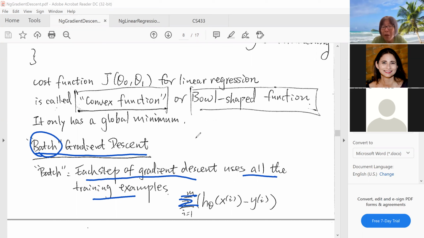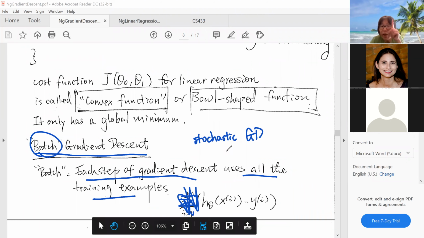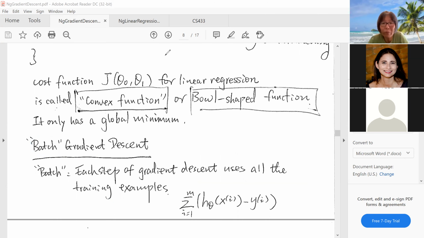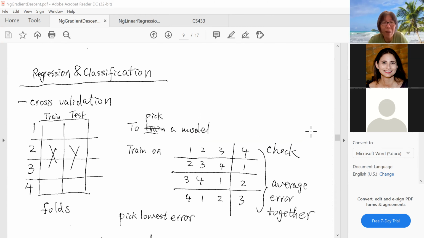In another one, it's called stochastic gradient descent. Then it doesn't use all. Each time it just uses one sample. Then that's called stochastic, or it's also called online learning gradient descent. This is batch; we can consider it as offline. So that's the concept, and later on we will discuss this more, okay?